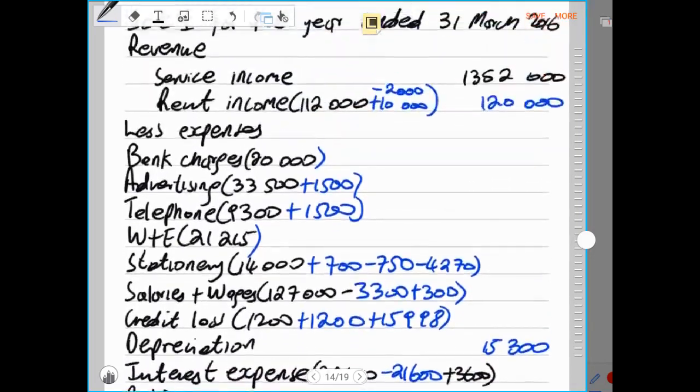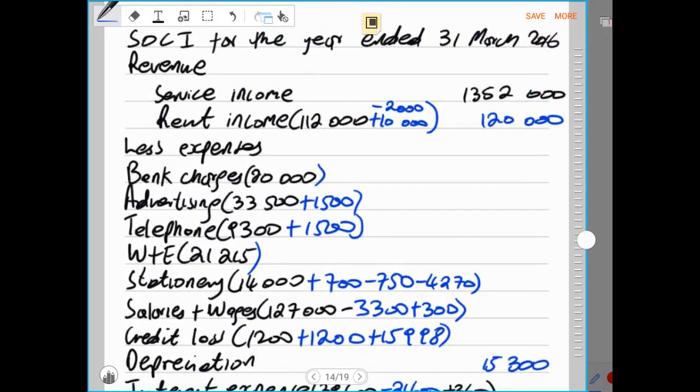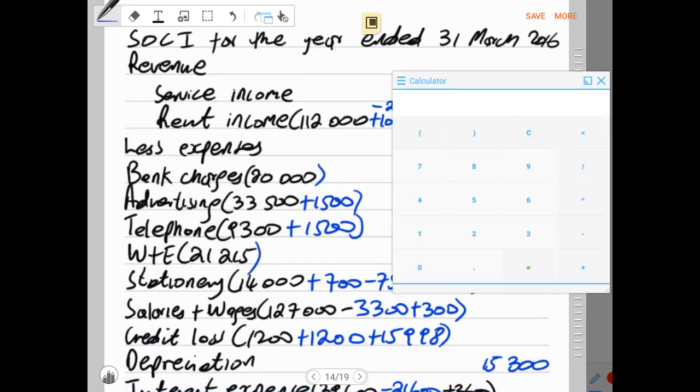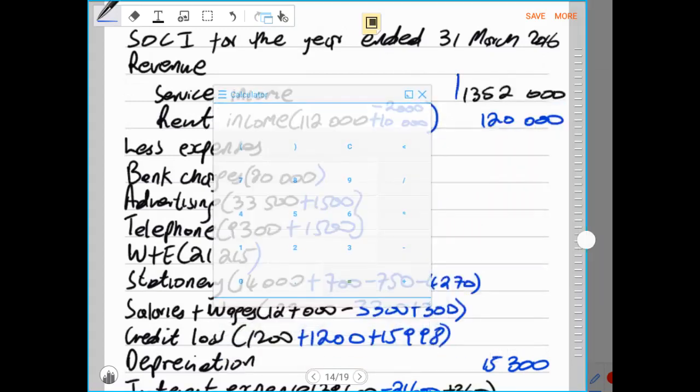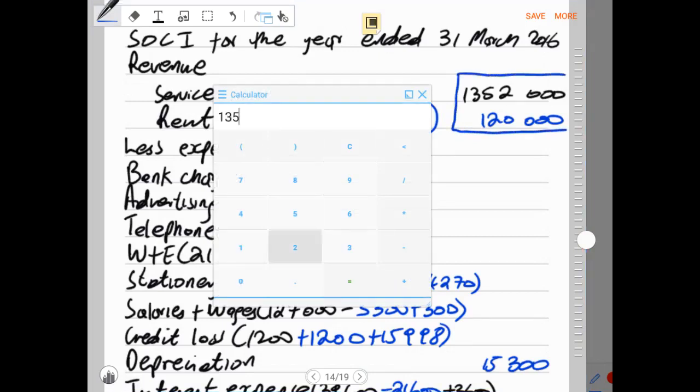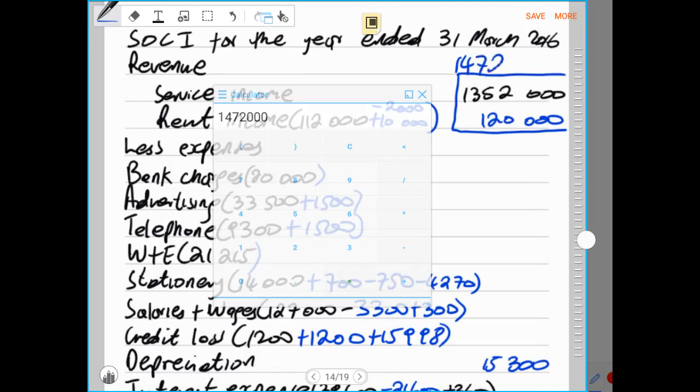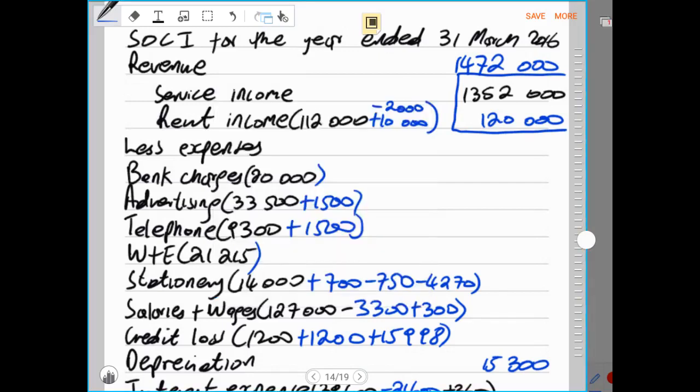So now we can balance our income statement, and I will calculate all the totals very accurately. The first one will be the total of the revenue that we have, which is the total of the two sources of revenue, which is 1,352,000 rands plus 120,000 rands. And that will give us 1,472,000 rands. Then after we calculate our expenses individually, we have bank charges of 20,000 rands.